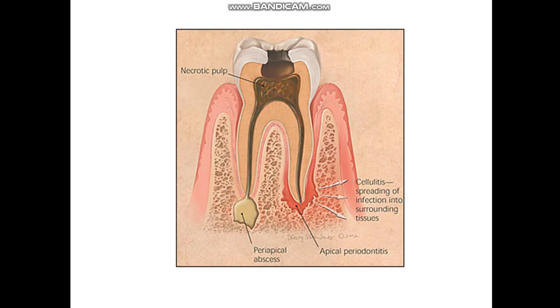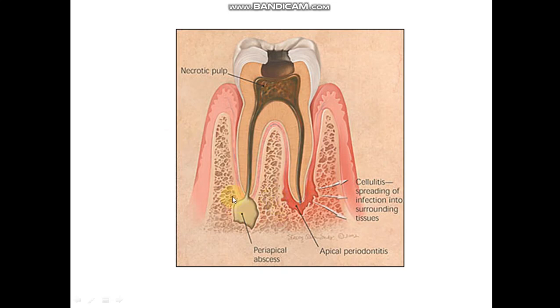In this case, the tooth becomes sensitive, tender to percussion, and the patient cannot bite upon the tooth, and there is even severe pain. And this clinical condition is called acute apical periodontitis. If acute apical periodontitis is not treated, the infection might spread beyond the tooth through the apical foramen to the periapical region.